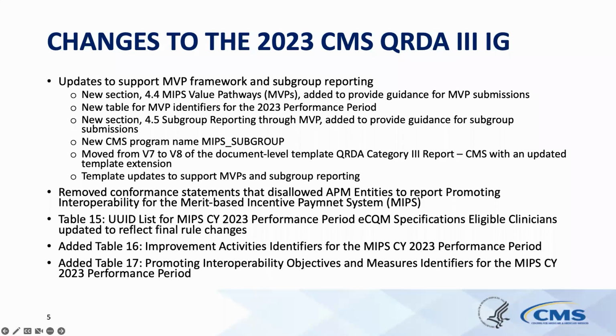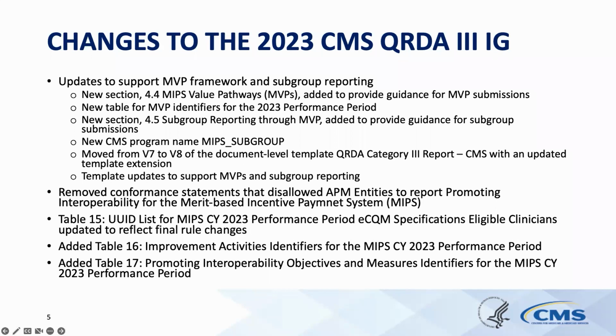The IG has added a new table that lists MVP identifiers for the 2023 performance period, and a new CMS program name, MIPS_subgroup, for subgroup reporting to the CMS program names table. In order to support the new MVP and subgroup reporting, a number of new conformance statements have been added to the document level template.